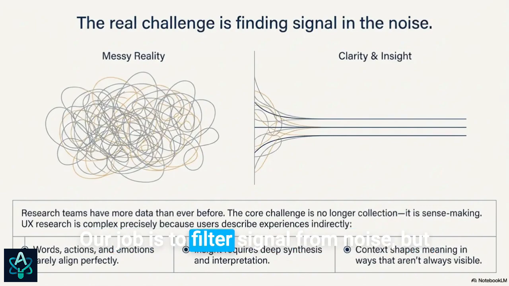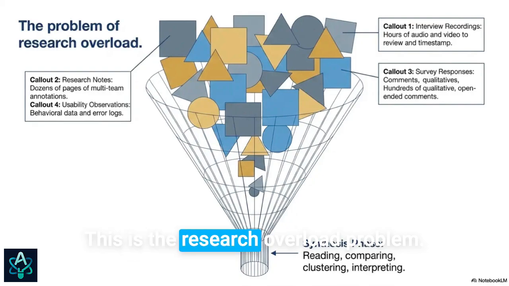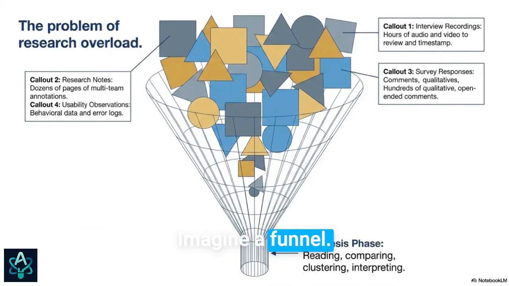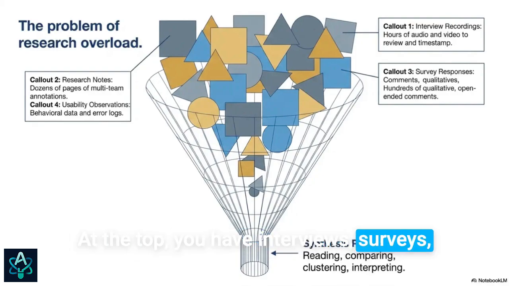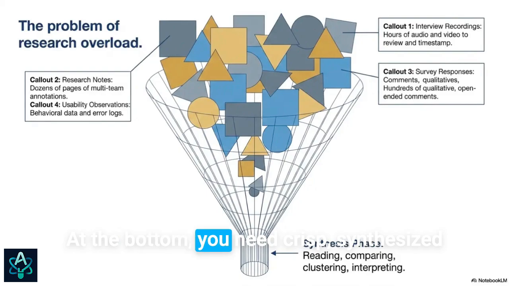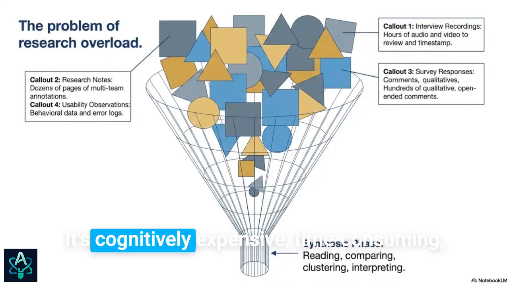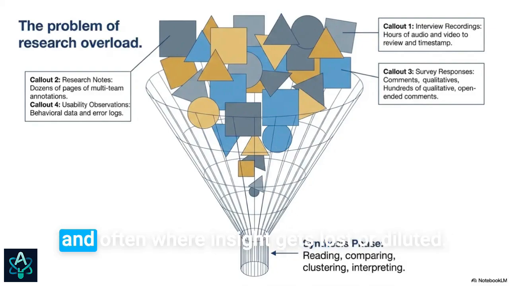Our job is to filter signal from noise, but the sheer volume of data we're dealing with has made that harder than ever. This is the research overload problem. Imagine a funnel. At the top, you have interviews, surveys, usability sessions, field studies, analytics, and more, all pouring in at once. At the bottom, you need crisp, synthesized insight ready to inform product decisions. The synthesis step in the middle is where most research teams struggle. It's cognitively expensive, time-consuming, and often where insight gets lost or diluted.